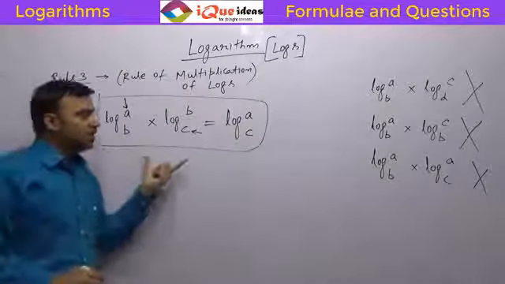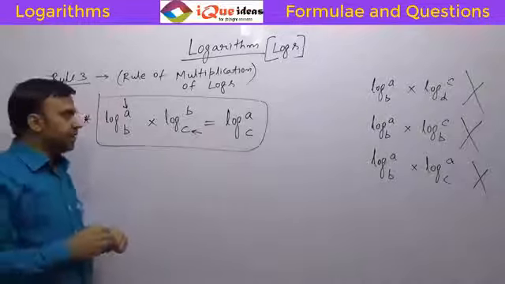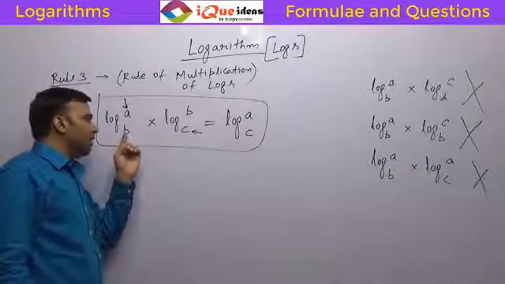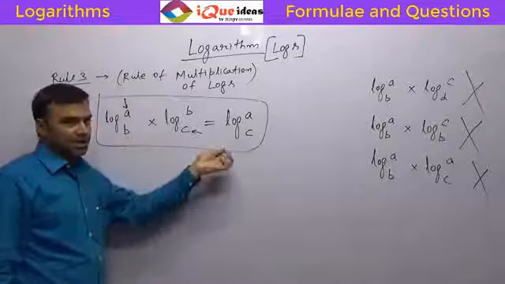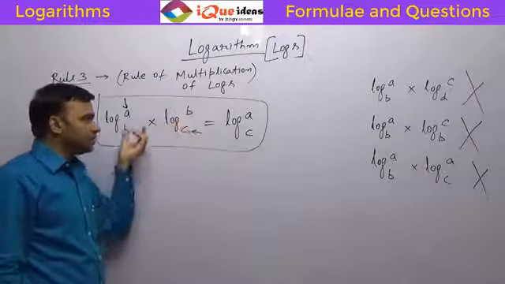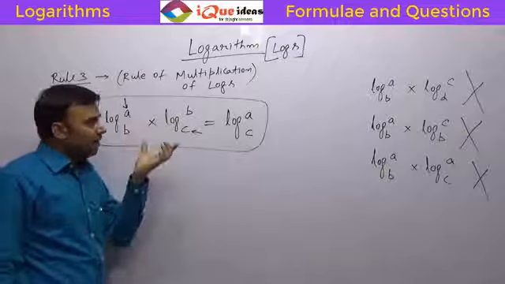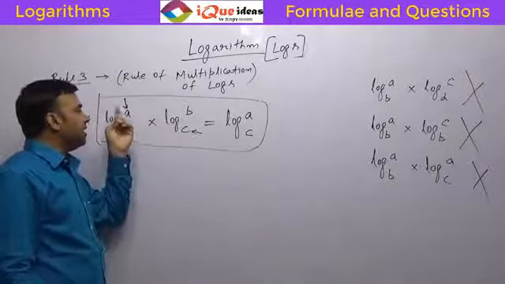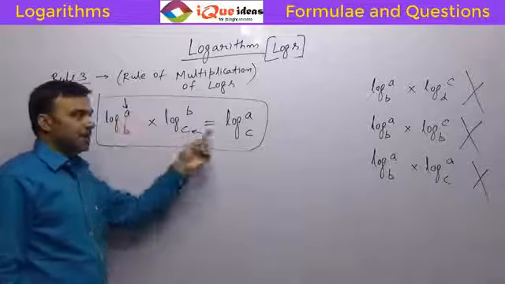So logs multiplication is possible only in one case, where number in one log should be equal to the base in another log. Then only the multiplication is possible, and the number which is common is eliminated. There will be only one log in the answer with the remaining number. So the remaining number and the remaining base will come in the answer.